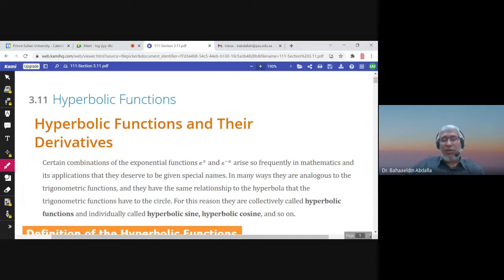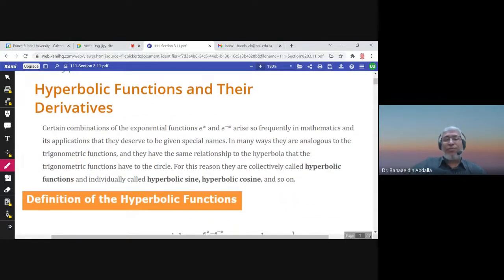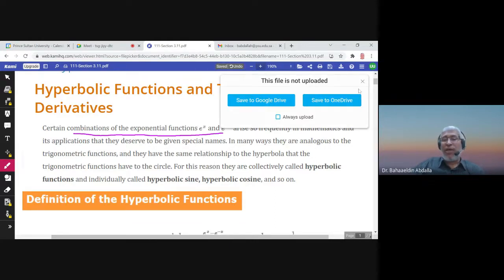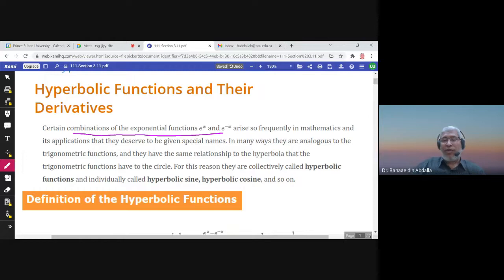This is section 3.11 about hyperbolic functions. Well, hyperbolic functions are defined as combinations of the exponential functions e to the power x and e to the power negative x. They are analogous to the trigonometric functions.